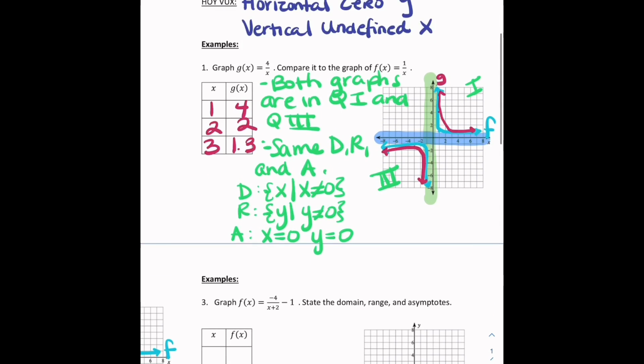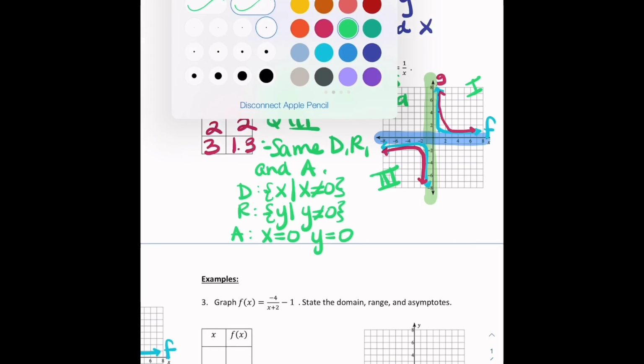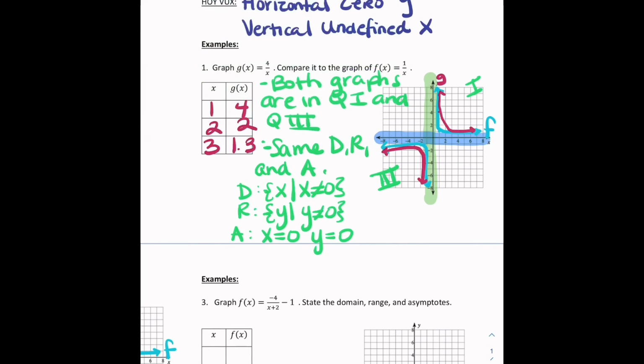All right, now notice that the pink is farther away from the axis. So I need to make sure I mention that. So G is farther from the axis than F. All right, and that's everything.